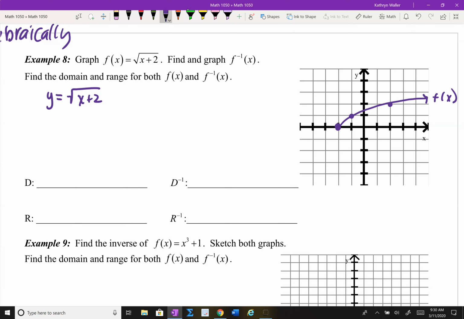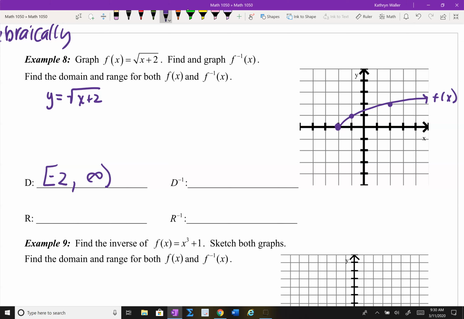Label it f of x. Now look at the graph and let's find the domain. Start at the left, move to the right. Is the domain everything, guys? No. From the left, what's the first number you hit? -2. Does it actually hit -2? Yes, so how do I close it? With a bracket. And how far to the right does it go, everybody? Forever.